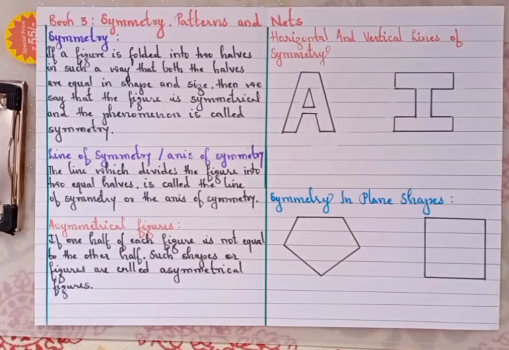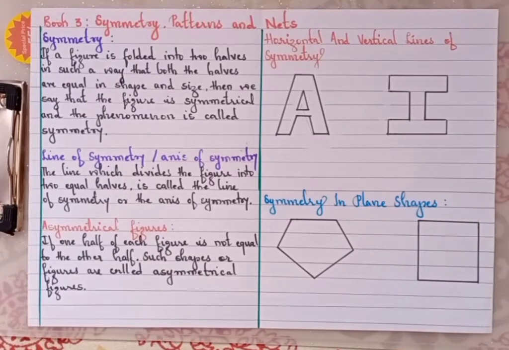So what is symmetry? If a figure is folded into two halves in such a way that both the halves are equal in shape and size, then we say that the figure is symmetrical and the phenomenon is called symmetry. When a figure is folded or cut into two equal halves, each part looks identical. Each part of the figure or the object looks the same. So such figures or things are called symmetrical things, or the phenomenon is called symmetry.